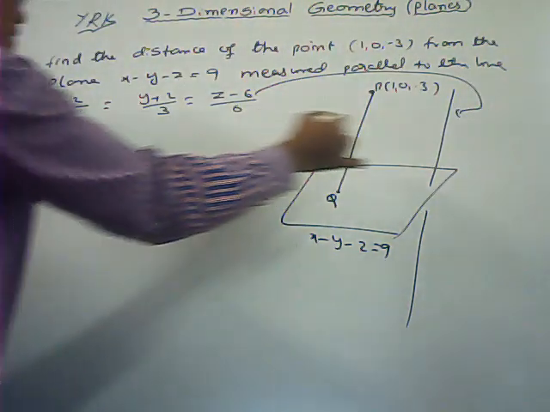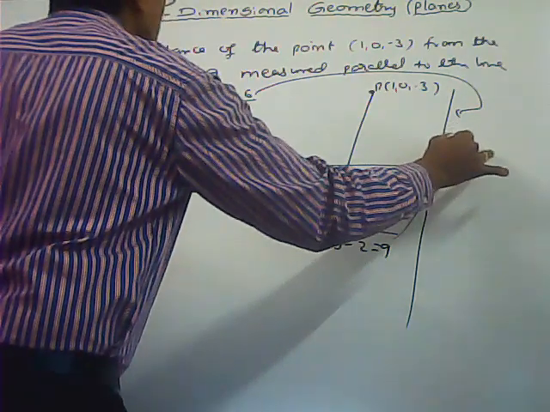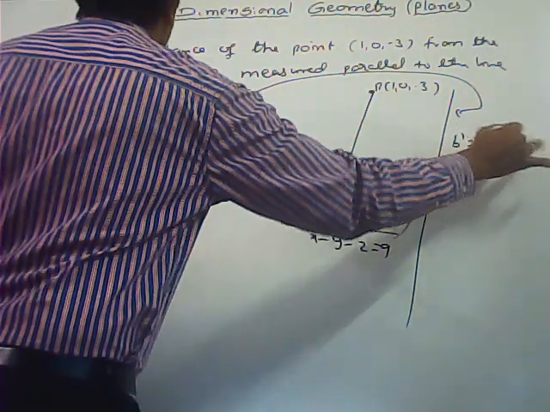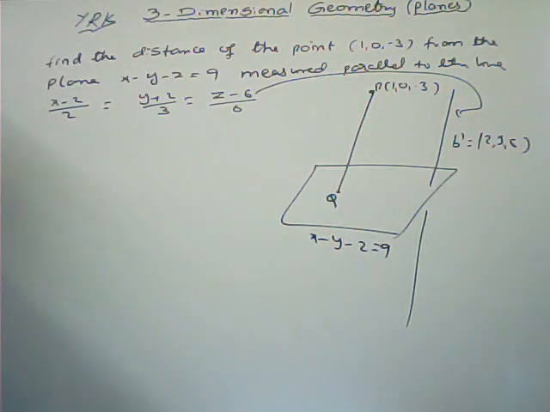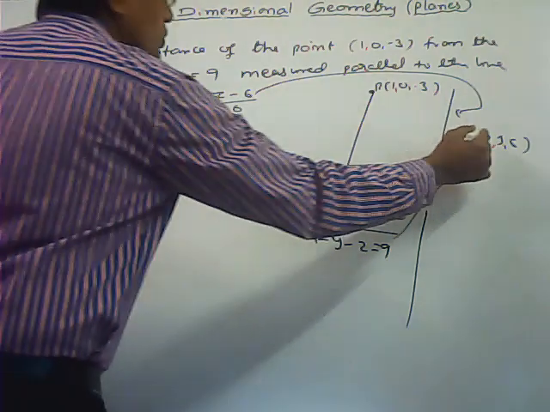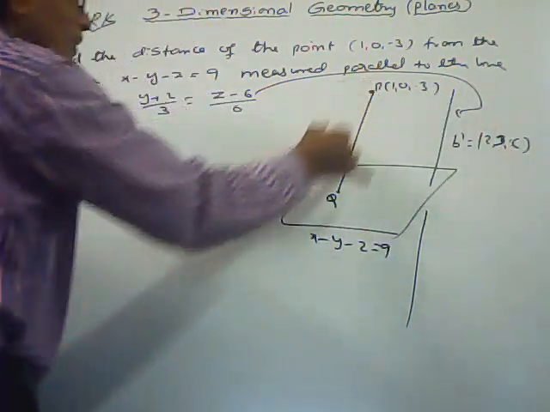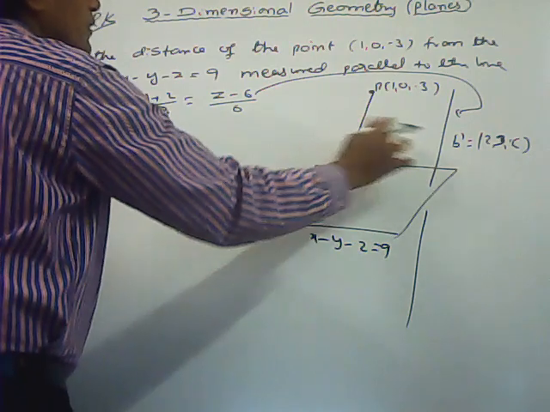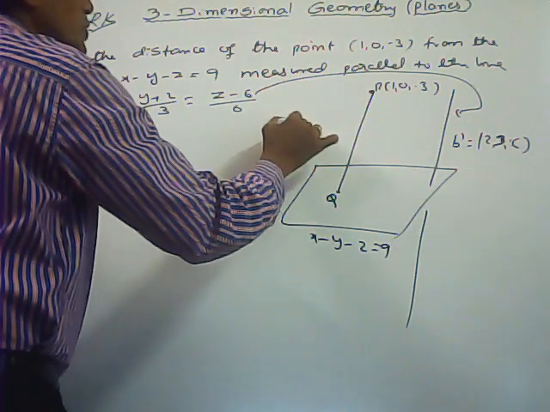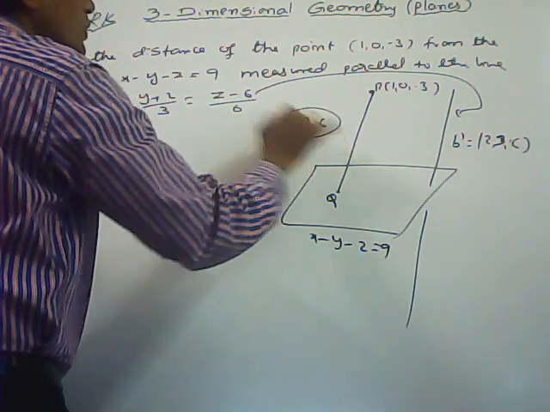So what are the DRs of this one? b bar is equal to (2, 3, 6). That is in the symmetric form: x minus x1 by a equals y minus y1 by b equals z minus z1 by c. 2, 3, 6, those are the DRs. These two are parallel, so their DRs are in the same ratio. Here also the DRs are the same only, 2, 3, 6.